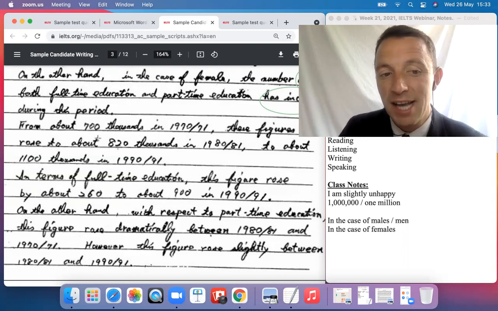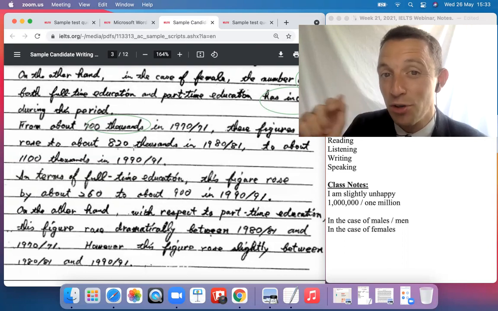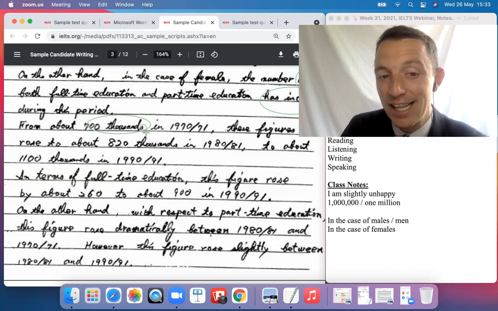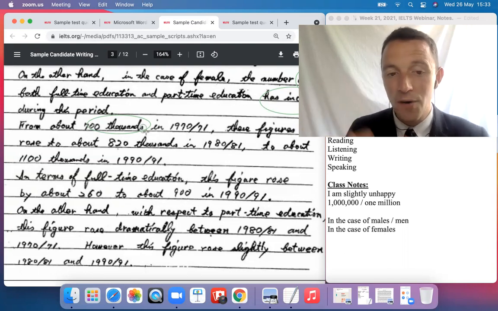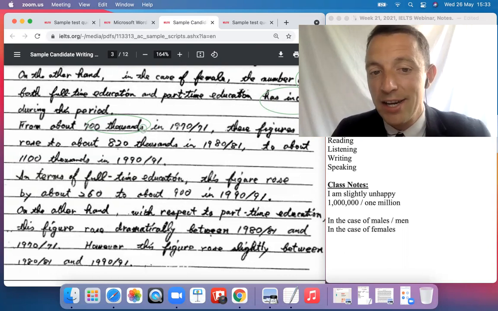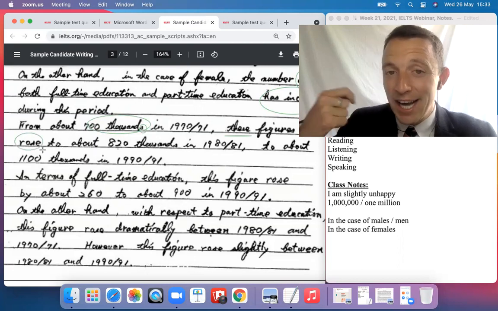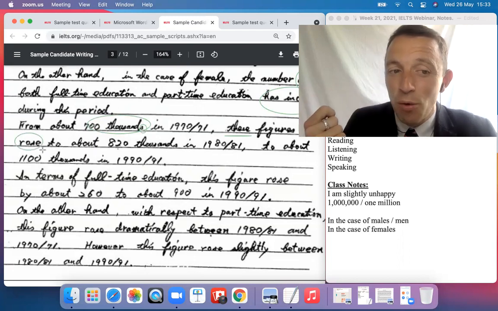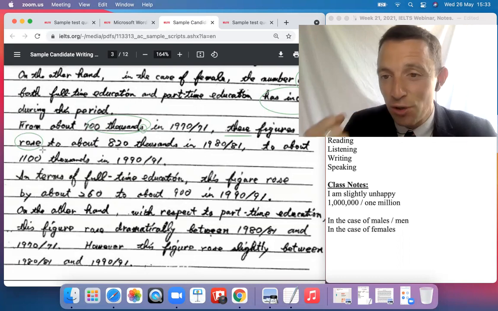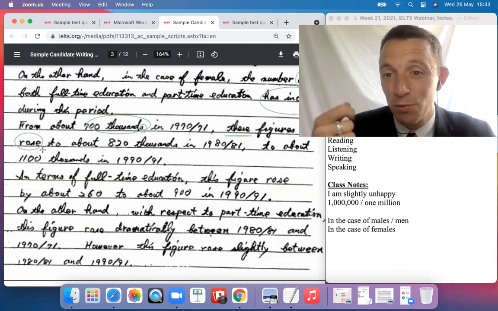Okay, from about 700,000. So this definitely needs to change. As I said, it could be written as the numbers 700,000 or the words 700,000. And again, I would eliminate the S. So that's an obvious correction. In 1990, 1991, these figures rose. Again, really good vocabulary, but we already have rose. So I'm not worried too much because it's good vocabulary, but we should try to think of another synonym that would be very, very good.